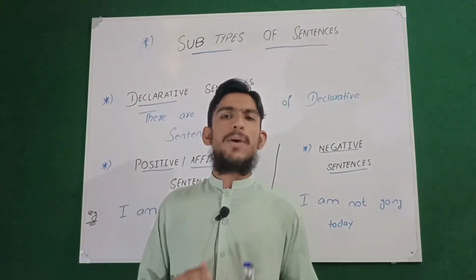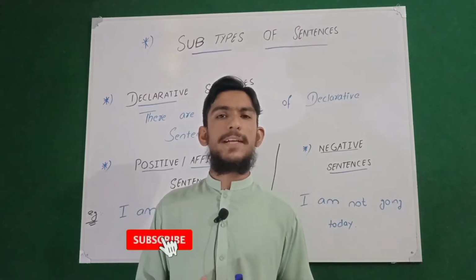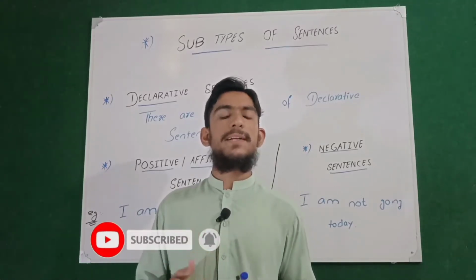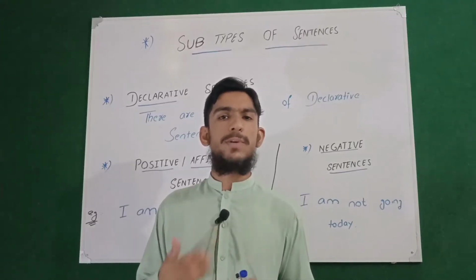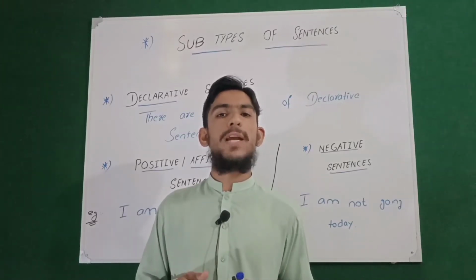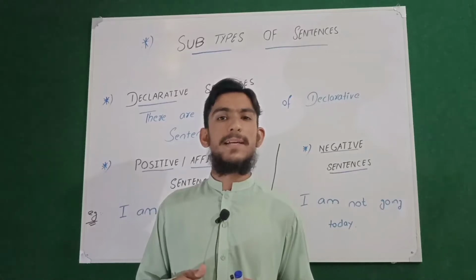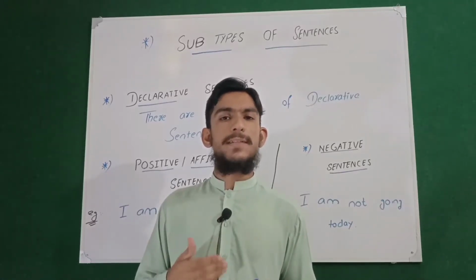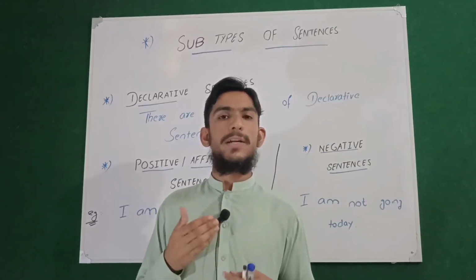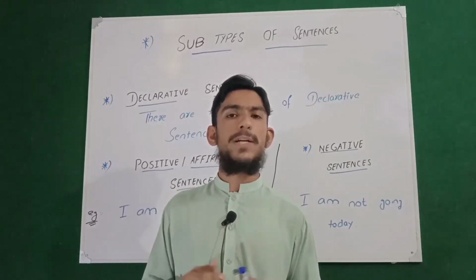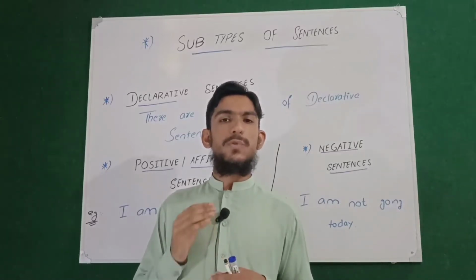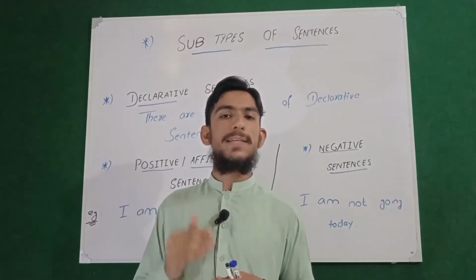So viewers, in part 1 we have discussed what a sentence is, what the main points to remember about sentences are, and what a sentence consists of, what is subject and what is predicate. Then in part 2 we discussed types of sentences: declarative sentences, interrogative sentences, imperative sentences, exclamatory sentences and optative sentences. Now in part 3 we will be discussing the subtypes of all these sentences.